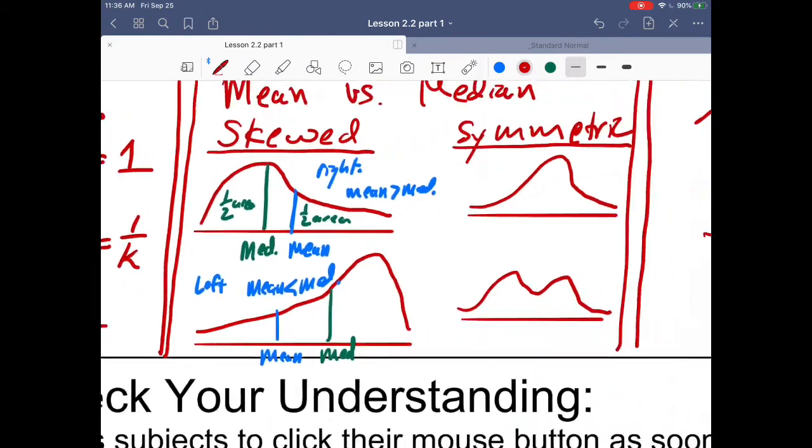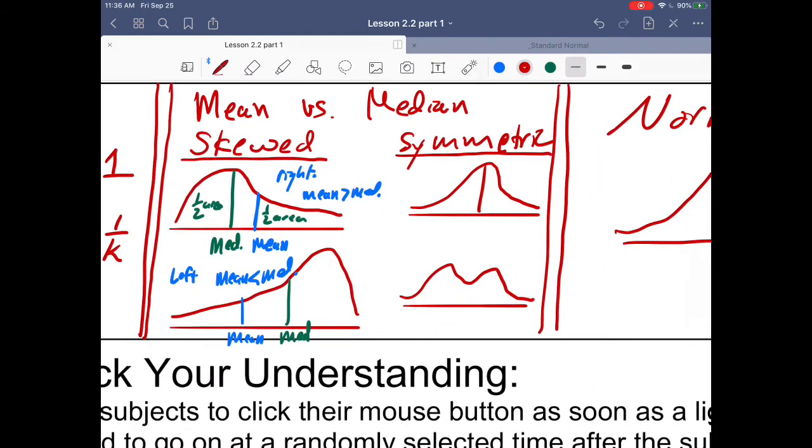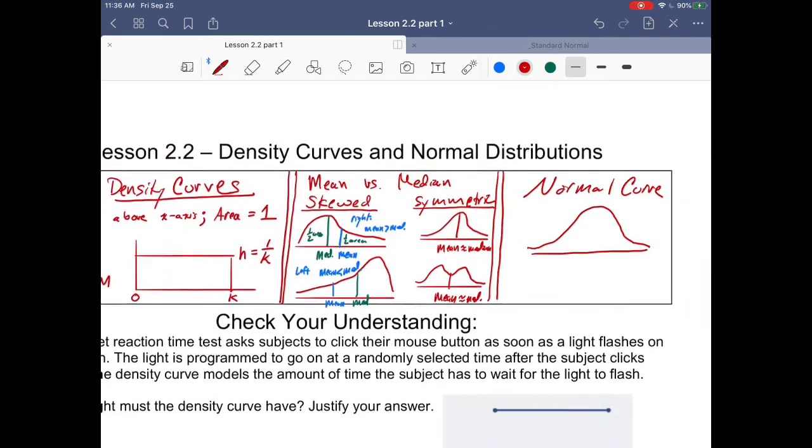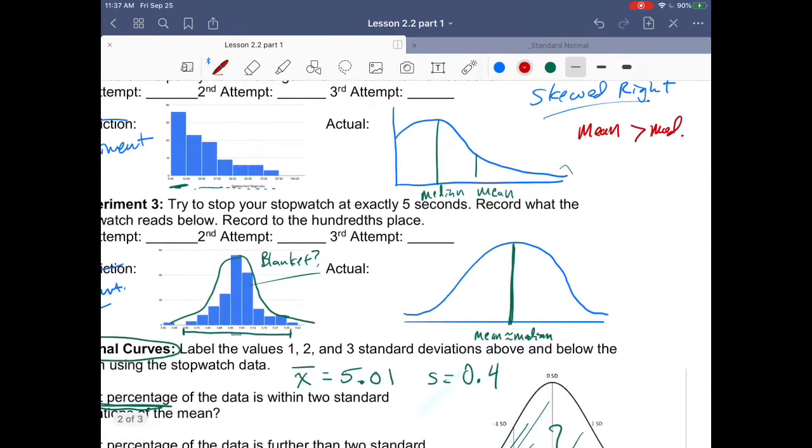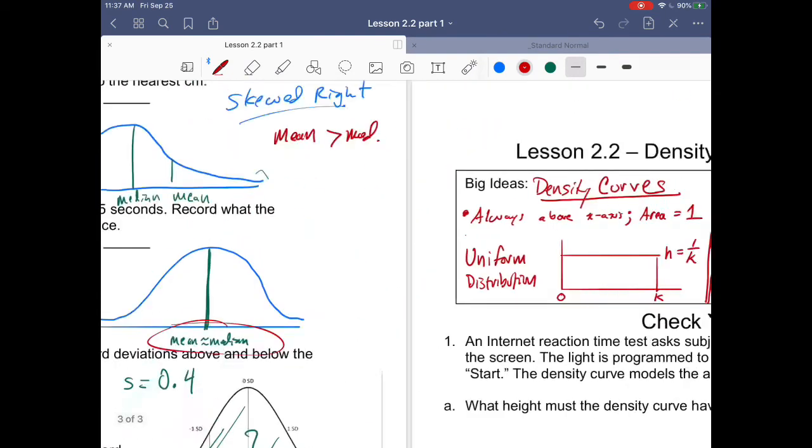When we have symmetric data, the mean is always going to be approximately equal to the median, regardless of whether it's a bell-shaped curve or it's got several humps, peaks like a camel or something. Any way you look at it, the mean is going to be approximately equal to the median, and that's what we saw with our stopwatch experiment that led us into the standard normal curve.